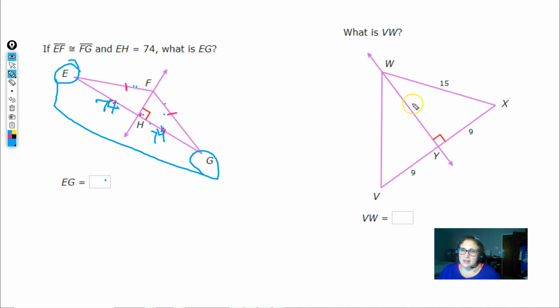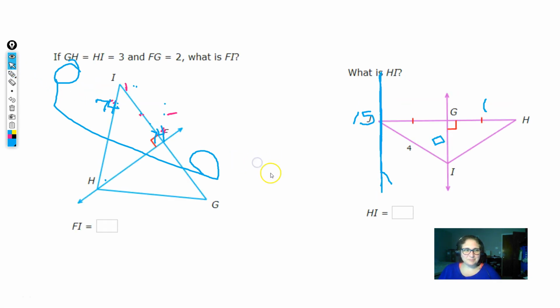All right, next, it wants to know what's the measure of VW. Here's VW. Who's got that one? 15, yeppers. Here's our right angle, so we know that this is isosceles. Again, all of this with perpendicular bisectors is just side, side, side. So this has to be 15. Fantabulous.